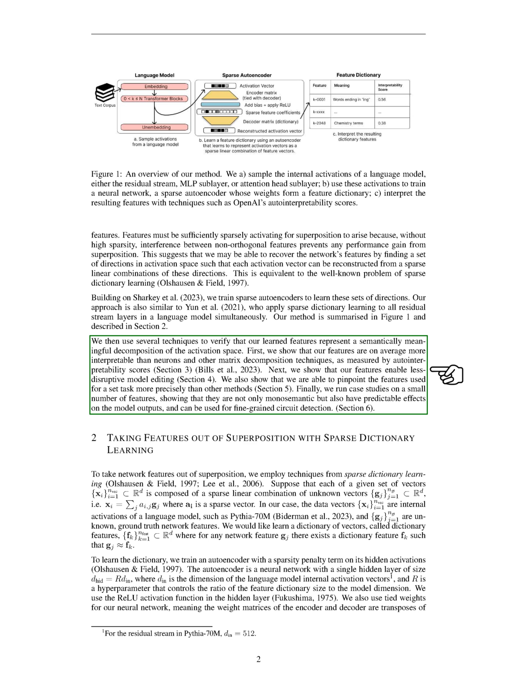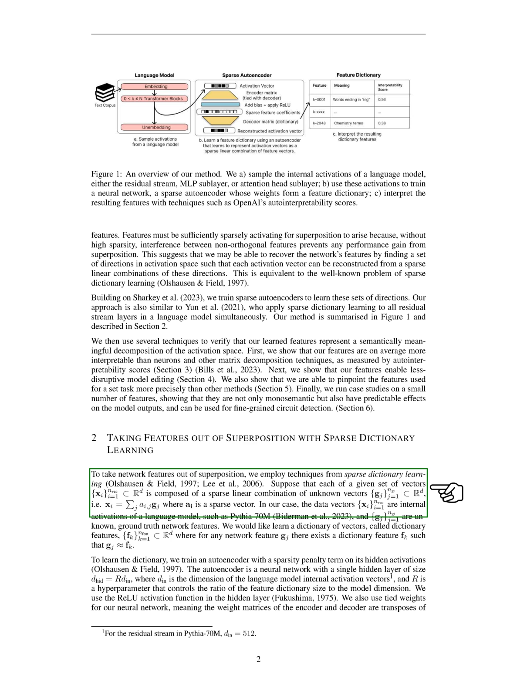We then use several techniques to verify that our learned features represent a meaningful breakdown of the activation space. We show that our features are more interpretable than neurons and other matrix decomposition techniques. We also demonstrate that our features enable less disruptive model editing and allow us to pinpoint the features used for a specific task more precisely than other methods. Finally, we run case studies on a few features, showing that they are not only monosemantic but also have predictable effects on the model outputs, and can be used for fine-grained circuit detection.